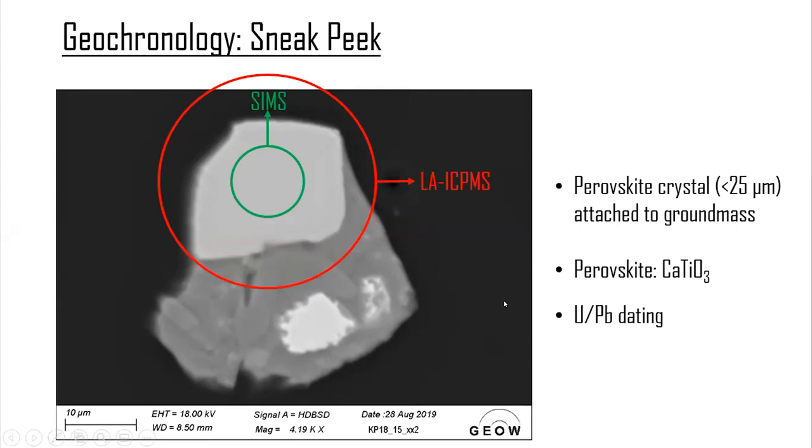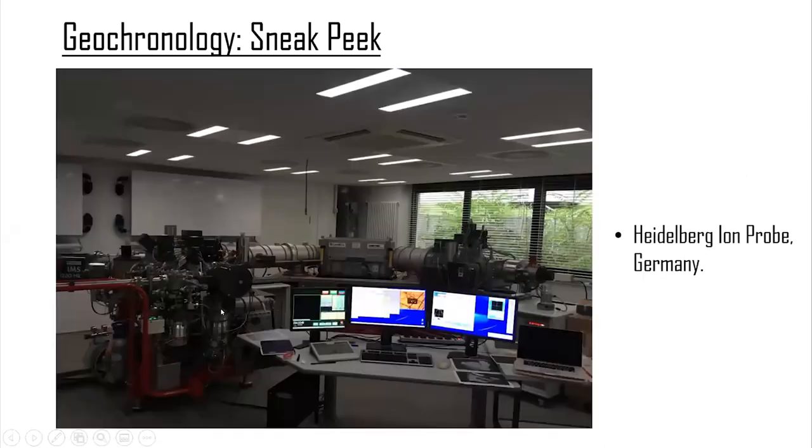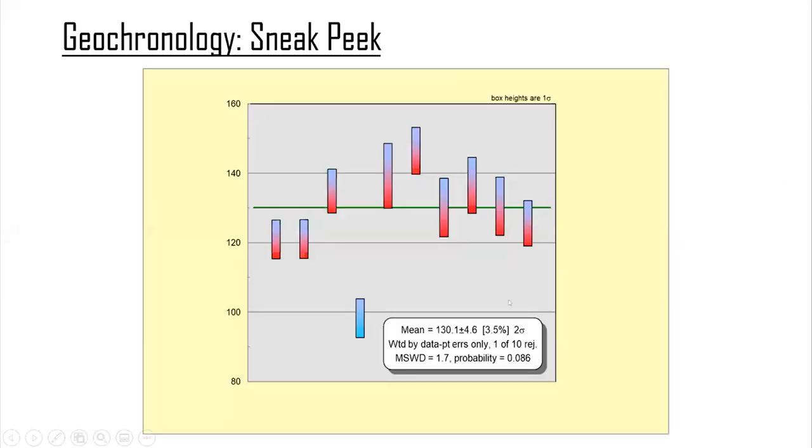And to be able to date these, we had to consider very extreme methods such as secondary ion mass spectrometry, as we can see that laser ablation would not work here. So after this was investigated in the Heidelberg ion probe in Germany, what was found is that after analyzing 10 grains of perovskites, a majority of them fall within the same range of a mean age. And the suggested age is 130 million years ago.